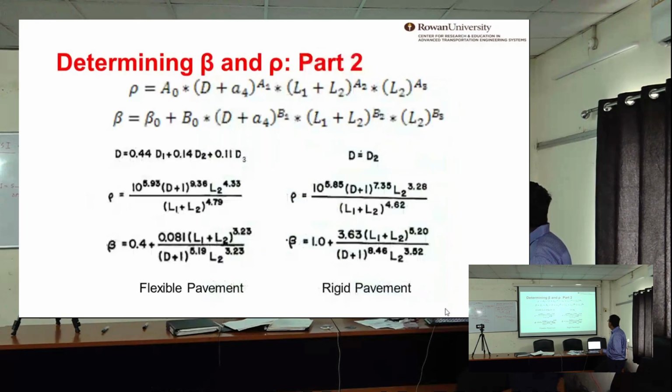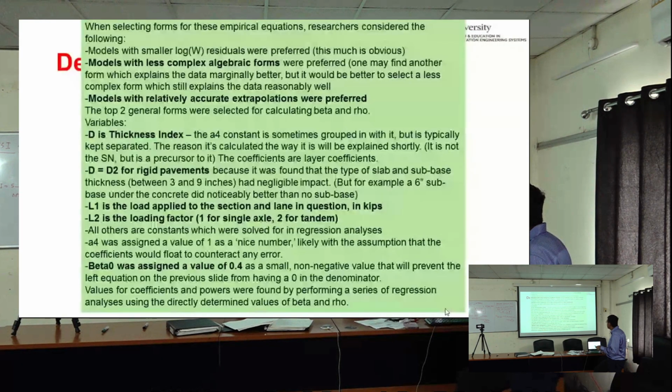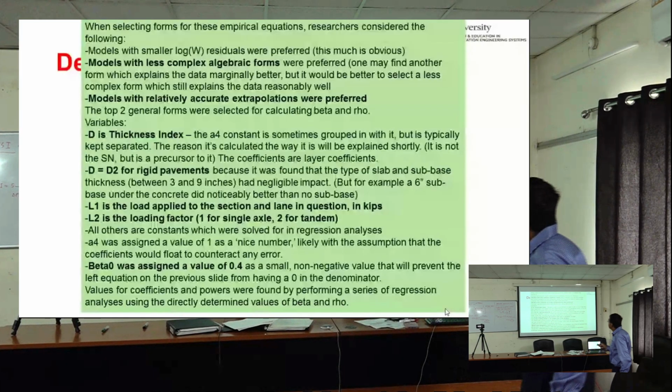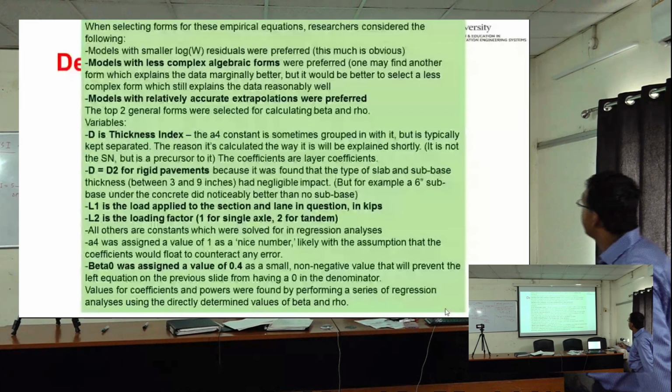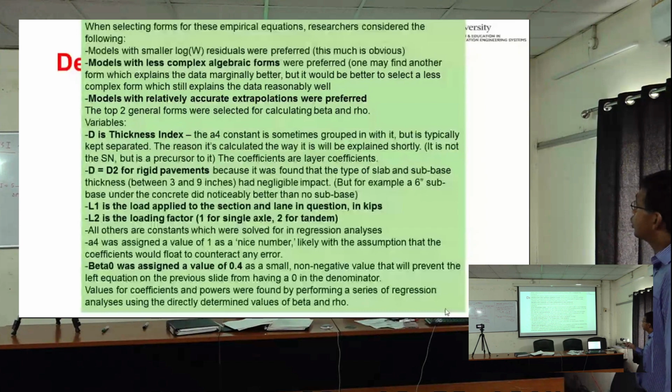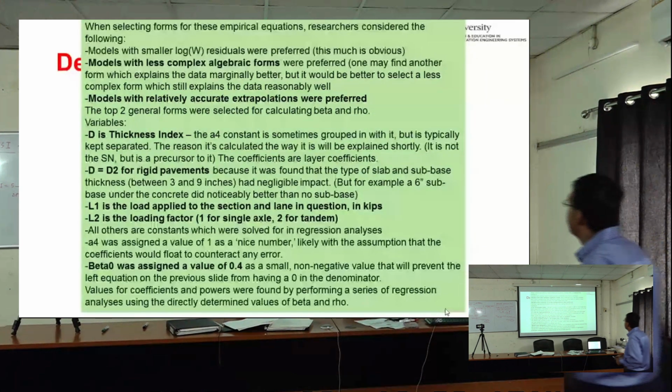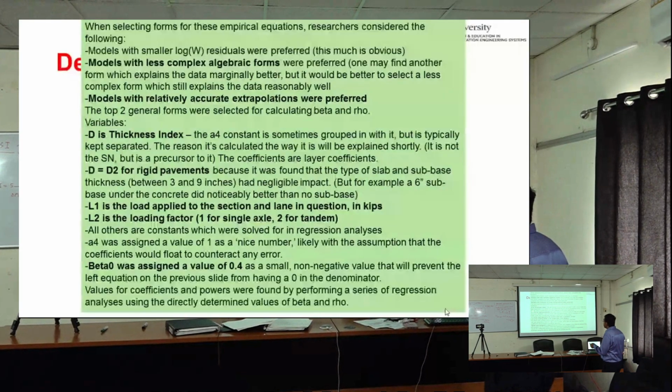Now, let me go back. Before we get into this equation, I want to know what this means. Models were selected when forming these empirical equations. Models with smaller log residuals were preferred. Models with less complex algebraic form were preferred. D is the thickness index.